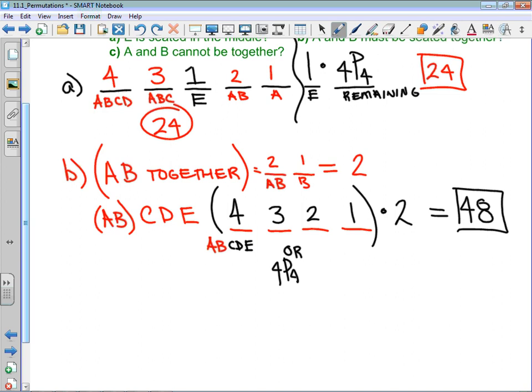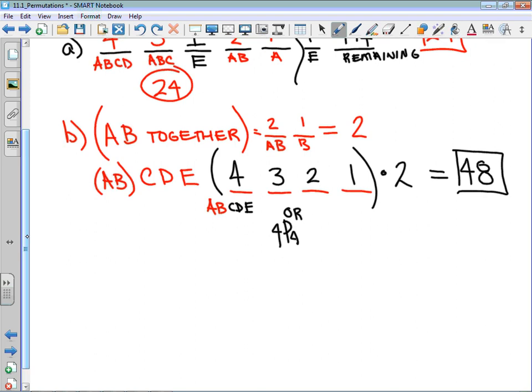All right, part C is actually trickier than you might think. And the reason for that is if A and B cannot be together, I could have A first, then B could be 3rd or 4th or 5th.